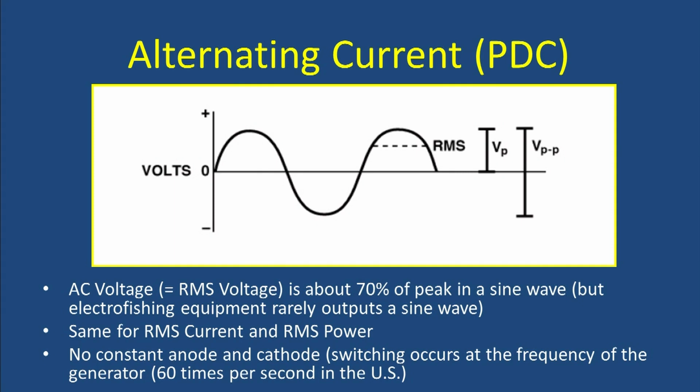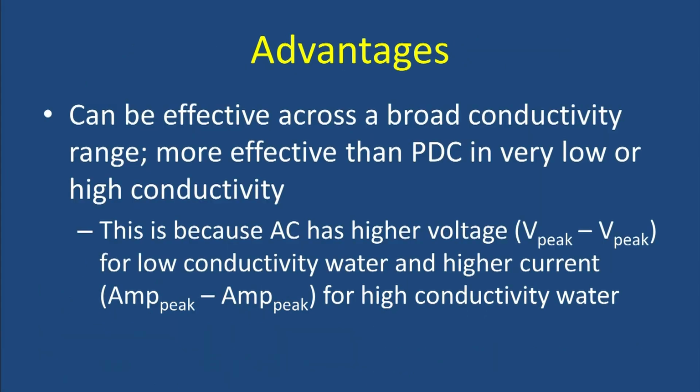There's another aspect of alternating current. Because of these positive, negative voltage swings, there's no constant anode and cathode. They switch places or switch status at the frequency of the generator, 60 times per second. So what's the advantage of AC?